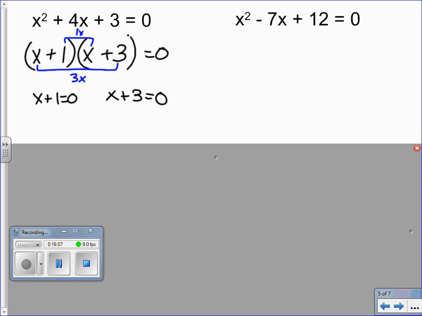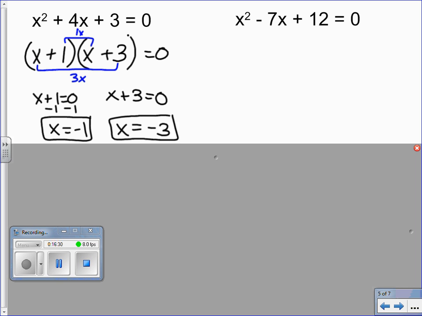To solve for x, I'm going to subtract 1 from both sides. So x equals negative 1. To solve for x, subtract 3 from both sides. So x equals negative 3. Those are my two solutions.